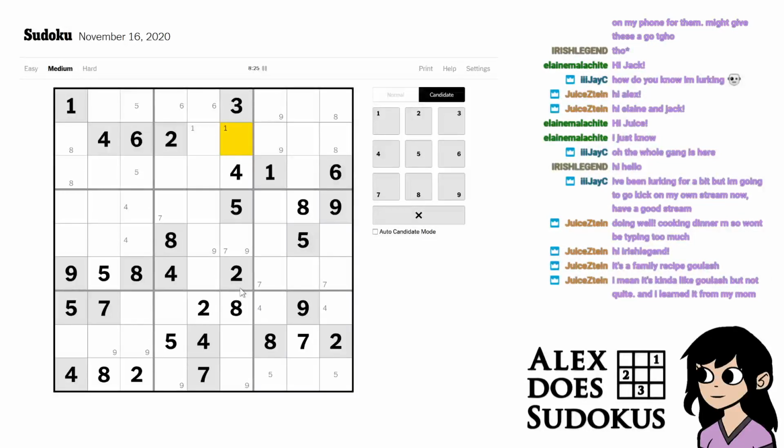I mean, it's kind of goulash, but not quite, and I learned it from my mum. Those are the best recipes when you learn from your parents. But I am going to have a quick Google of goulash whilst jumping back onto the Sudoku. Oh, that looks really tasty, actually. I like food that is kind of tomatoey and, ooh, macaronis as well. That looks amazing. May have to look into that. But I respect if you don't want to share the recipe, since it's a family recipe.